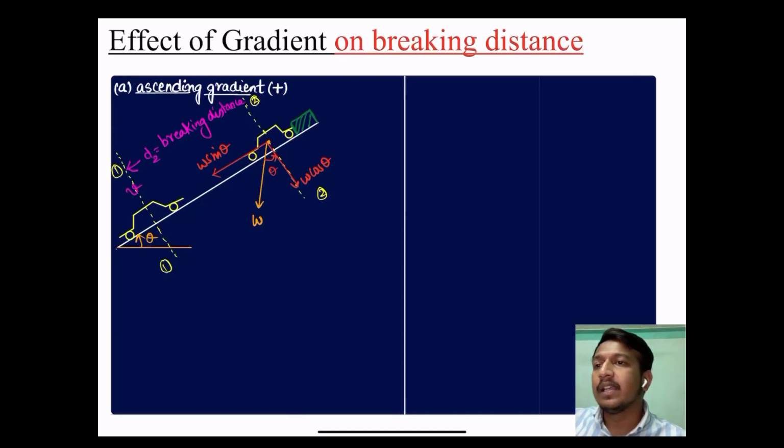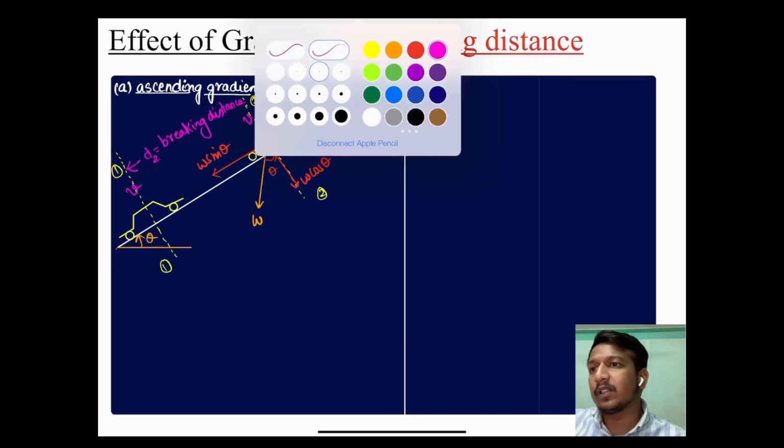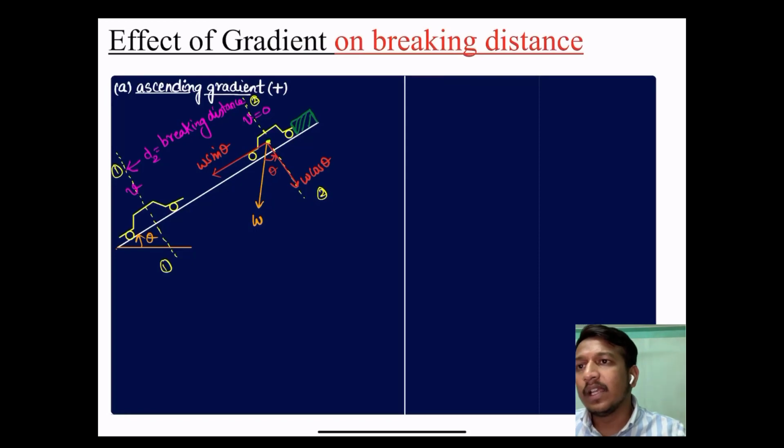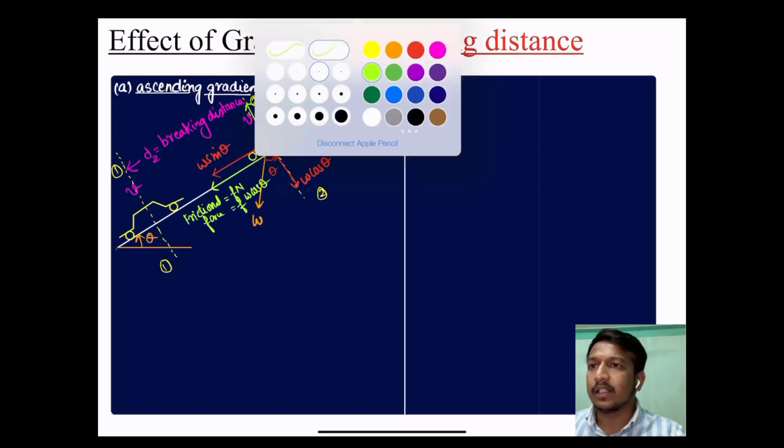Initially the velocity is v, and after stopping the velocity of the vehicle becomes 0. The upward force is the normal force, which equals the W cos theta component. The frictional force is the coefficient of friction into the normal force, that is F into W cos theta.